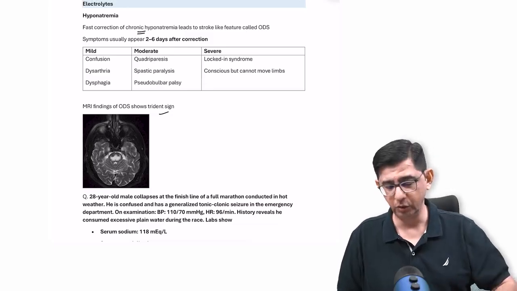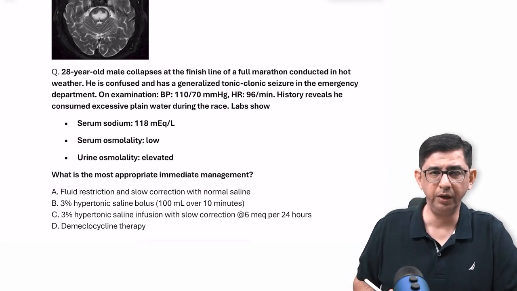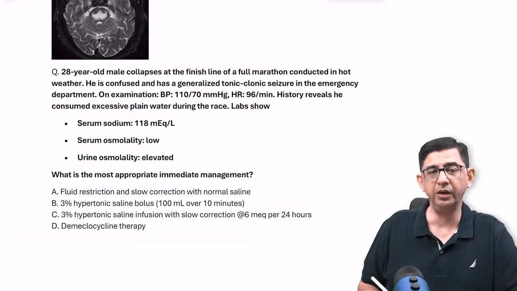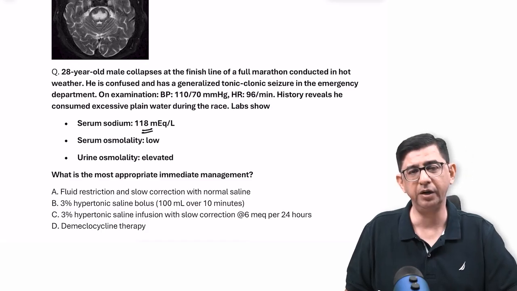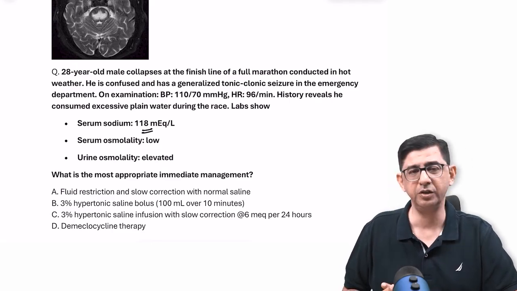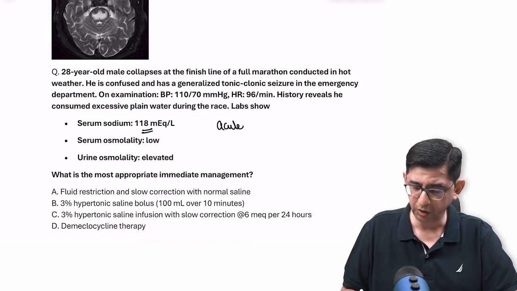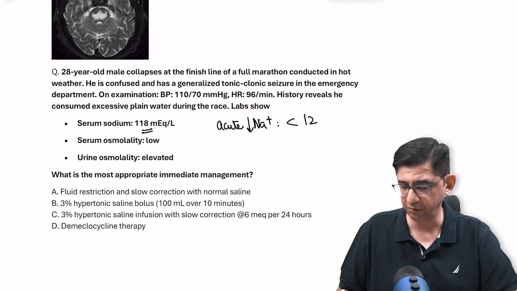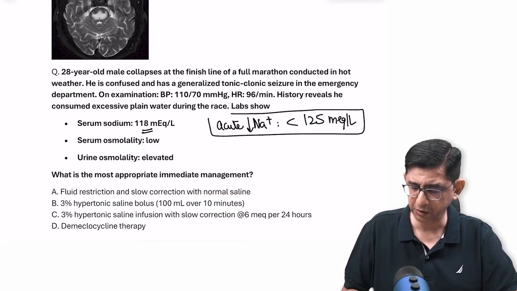Let's do a question to see whether you got me or not. This is a 28-year-old guy. He collapsed at the finish line of a marathon in hot weather, and he had a GTCS, and you can notice that in the workup sodium is 118, though vitals are fairly decent. Because he consumed a lot of water during the race, the dilutional part can contribute to acute onset hyponatremia, and this is dangerous hyponatremia because the sodium value is less than 125. This is the threshold of dangerous hyponatremia, so sodium is very, very low.